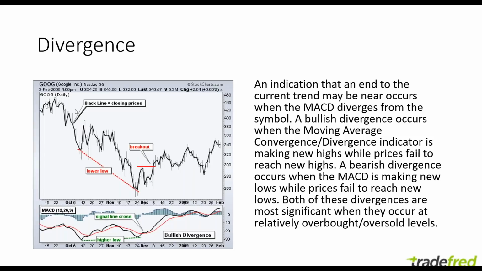And then we have divergence. Divergence is when the indicator itself is making opposite moves than the price chart. So in other words, when we look on this chart here, we can see that the price is in a downward movement and is making lower lows.